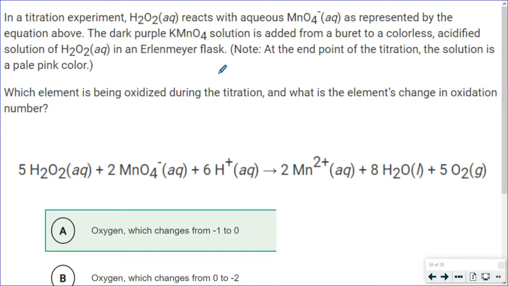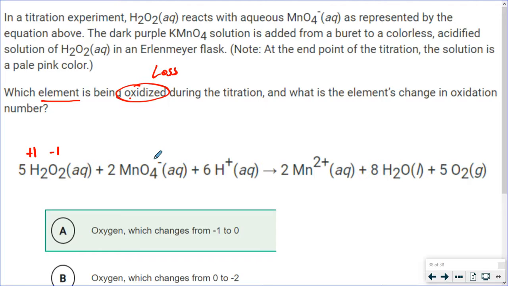Here's a titration experiment. It asks you about oxidation numbers, and it doesn't tell you which element it is. It just says identify which element is being oxidized. Oxidation involves loss of electrons. What is the element's change in oxidation number? So we'd have to go through this problem again using our oxidation number rules. Your oxidation number rules for H2O2, this is a peroxide. Hydrogen is a +1, and oxygen is a -1.